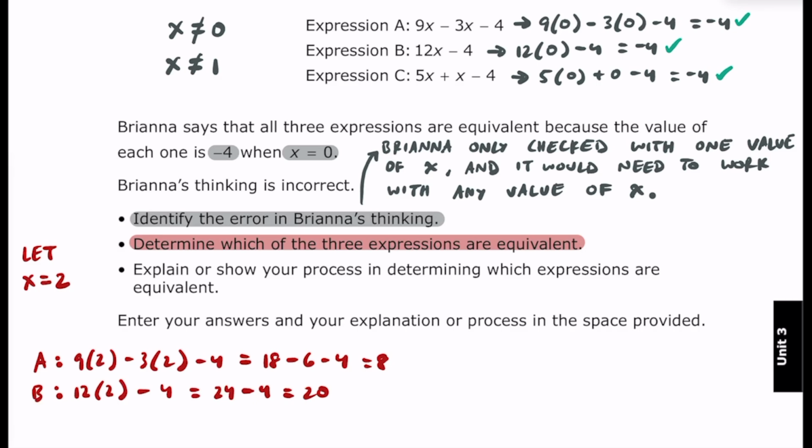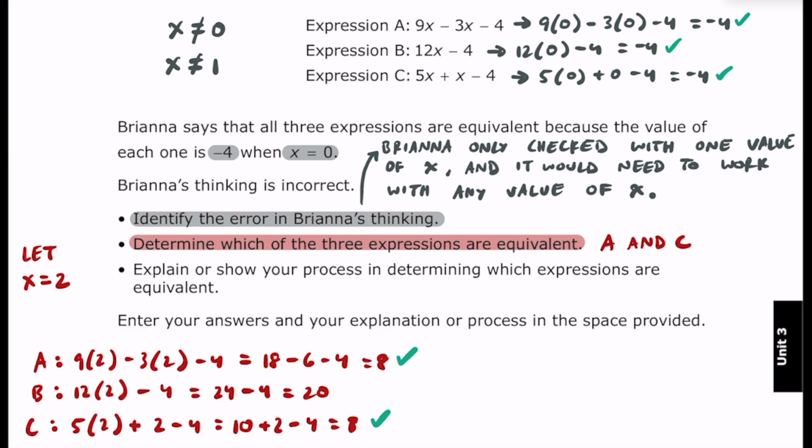And if you look at expression C, C is going to be 5x, or 5 times 2, plus here another 2, and then take away 4. So 5 times 2 is 10. 10 plus 2 is 12. 12 minus 4 is going to be 8. So notice here that A and C have the same value here. And it says which of the three expressions are equivalent. I think we can go ahead and say that expressions A and expression C are equivalent to each other, right?